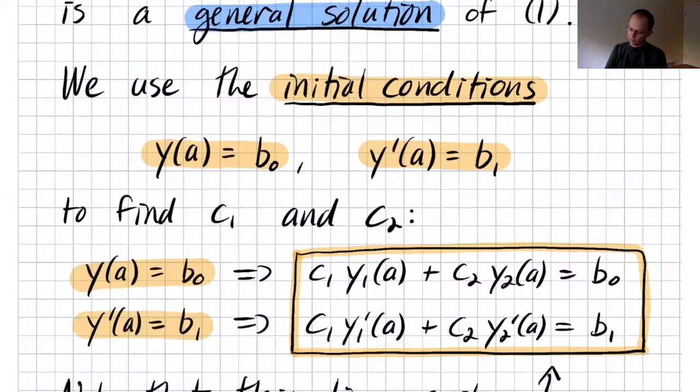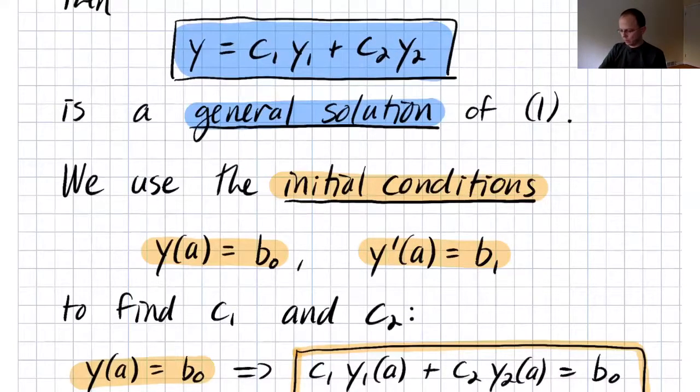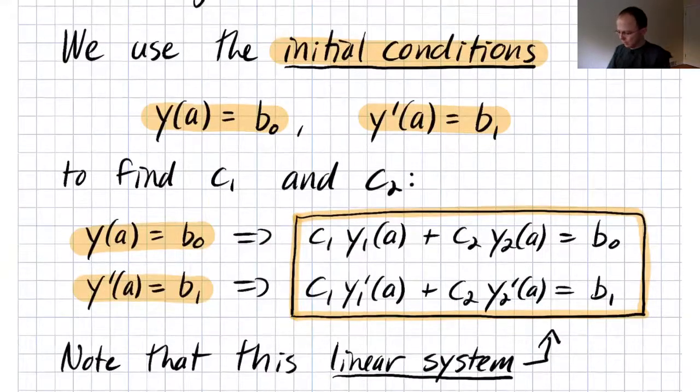Now, if we do the same thing for the other one, so we do y prime of a equals b1, and we know what y prime is. It's just going to be c1 times y1 prime plus c2 times y2 prime. So we just put primes here, right? So that gives us our formula for y prime. And that means that we have c1 times y1 prime of a plus c2 times y2 prime of a equals b1, right? So again, we have our 2x2 linear system.